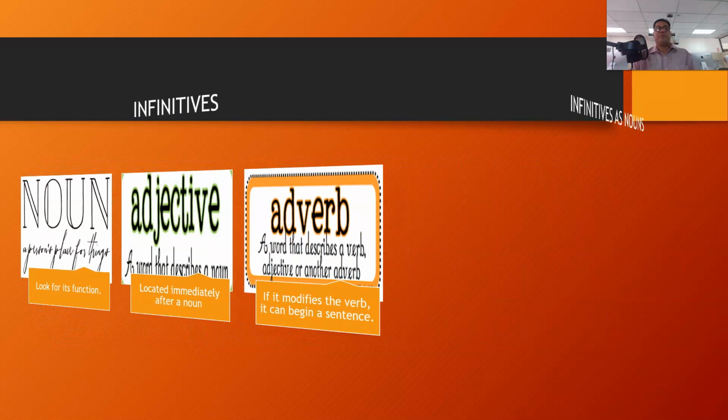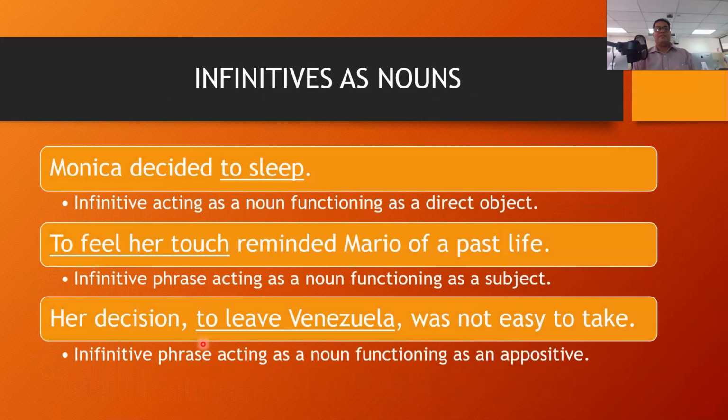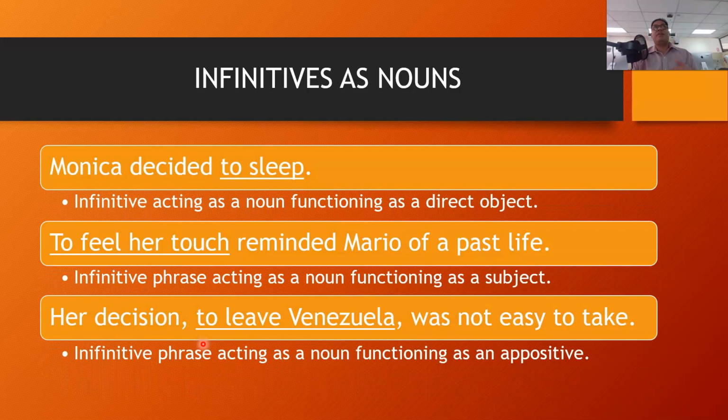Now, let's talk about infinitives as nouns. An infinitive as a noun, remember, is going to be performing the role of a noun. So, check this out, please. Monica decided to sleep. How do I know that this is a noun? Teacher, that cannot be a noun. I don't get it. Why do you say it's a noun? Well, because it's acting as the direct object. Monica decided what? She decided to sleep.